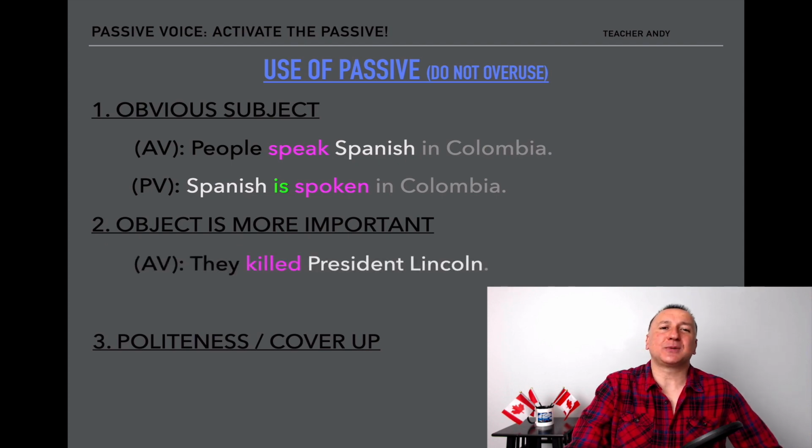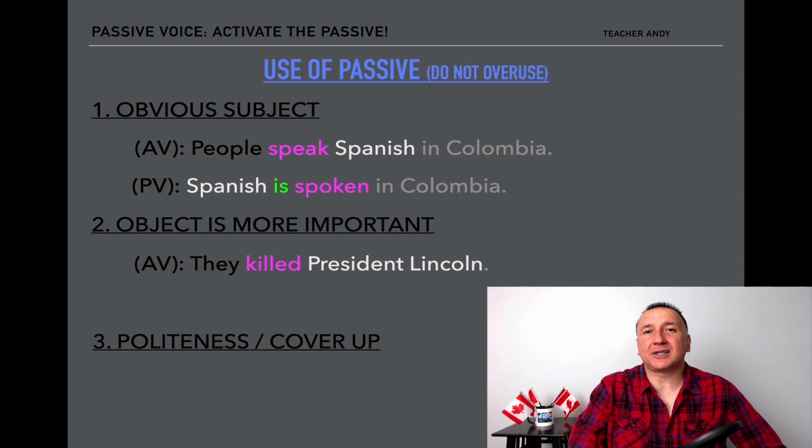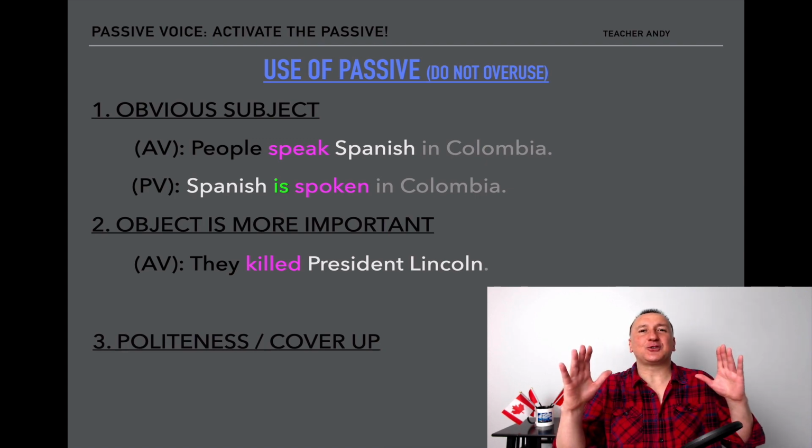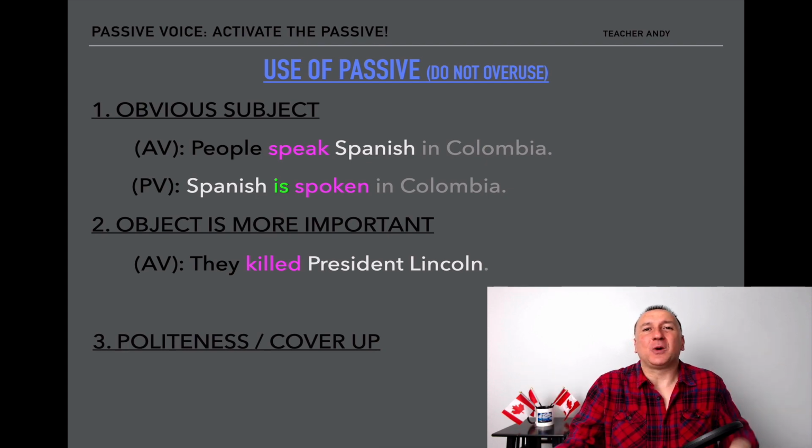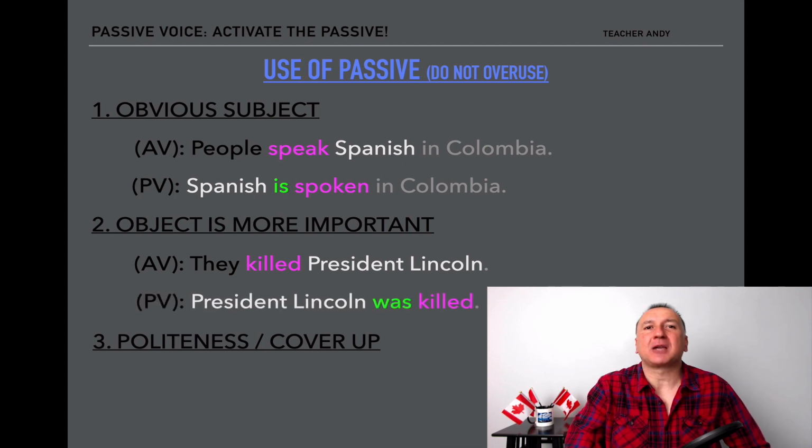Then the second one is this one over here. It's when an object is very important, more important than the subject. In active voice, many people can say, in more basic English, they will say they killed President Lincoln. He's a very famous president and a very important person. And of course, if you want to have the headline for a newspaper, you're not going to start with they. They? Who cares who they are, right? What we care about is President Lincoln. So we use passive voice and we transform it and actually say President Lincoln was killed or President Lincoln has been killed. Different variations for that one. You see, use number 2 is when the object is more important than the subject.